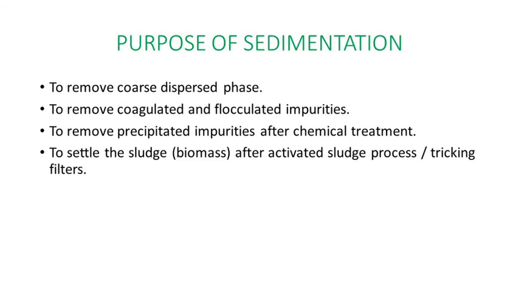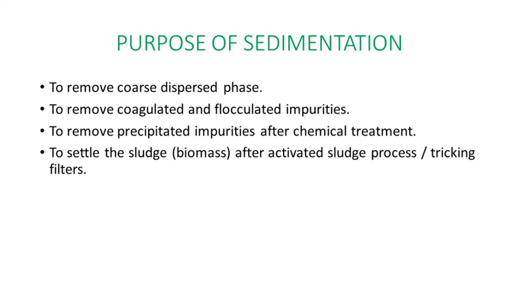The first thing is to remove the coarse dispersed phase, so whatever coarse solids are there we can remove by the sedimentation process. Secondly, coagulation flocculation. After the addition of chemicals for coagulation and flocculation, you have to remove that floc, and for that purpose we require the sedimentation process. Next, to remove the precipitated impurities after chemical treatment. After the addition of chemicals like alum, lime and others, whatever precipitate forms, you can remove by the sedimentation process.